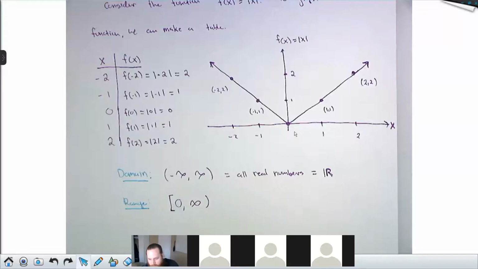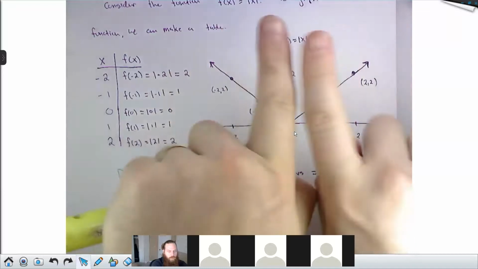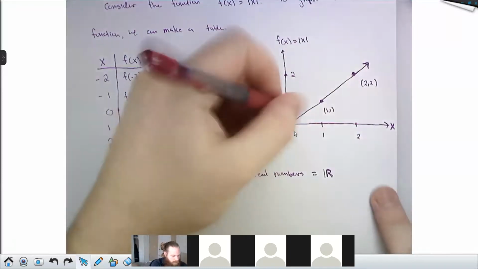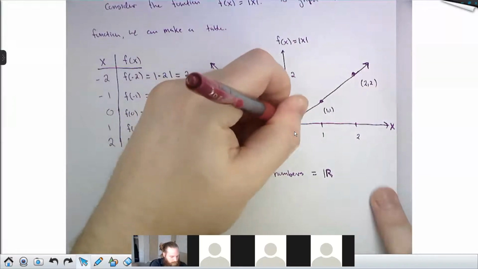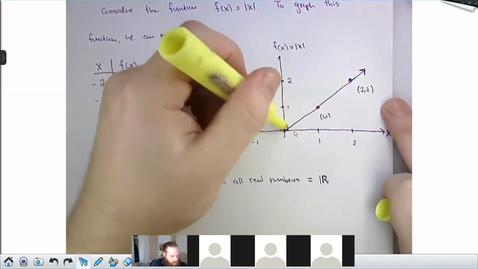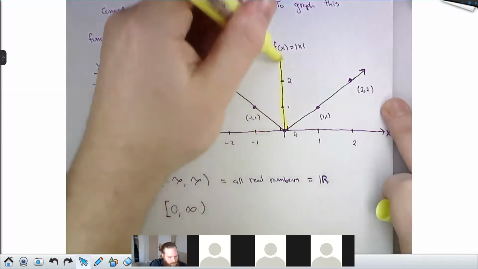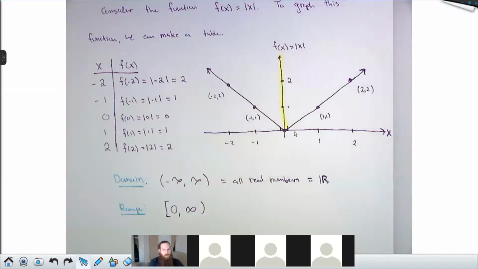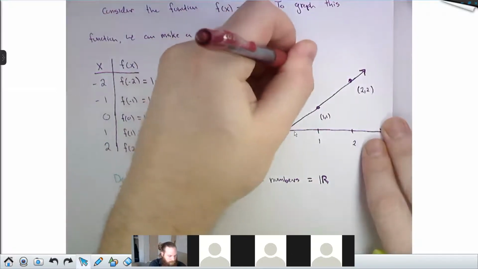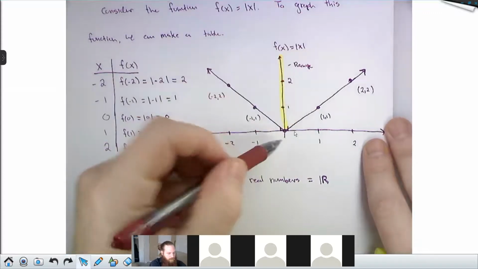So if we wanted to use our highlighters and play that smooshing game again, remember we can smoosh the whole graph in like this. And when we do that, you can see that, yeah, 0 does get hit. And so my range would be everything bigger than or equal to 0. Right, my range is and 0 is indeed included there.